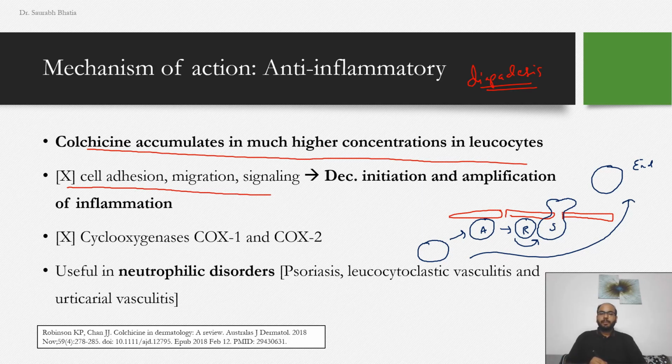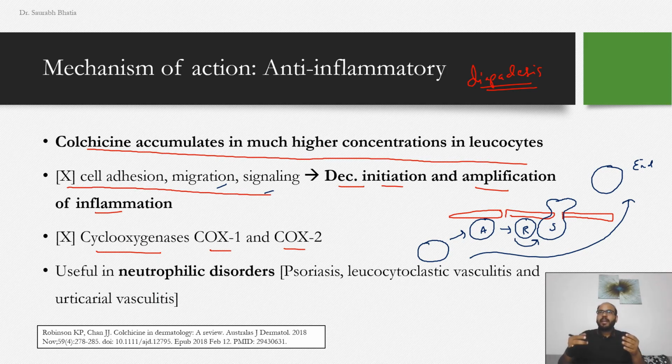So colchicine inhibits the adhesion of cells, migration, and also the intercellular signaling. Because of that, the inflammatory cells are not able to reach the end organ destination properly, and inflammation is decreased. So there's decreased initiation and amplification of inflammation. I'm clear on that? Colchicine also inhibits cyclooxygenases like COX-1 and COX-2, and these are all mediators of inflammation. These are all part of the prostaglandin pathway.